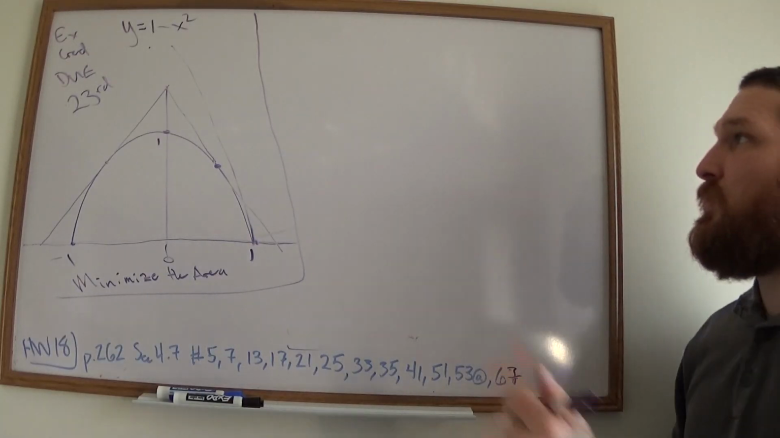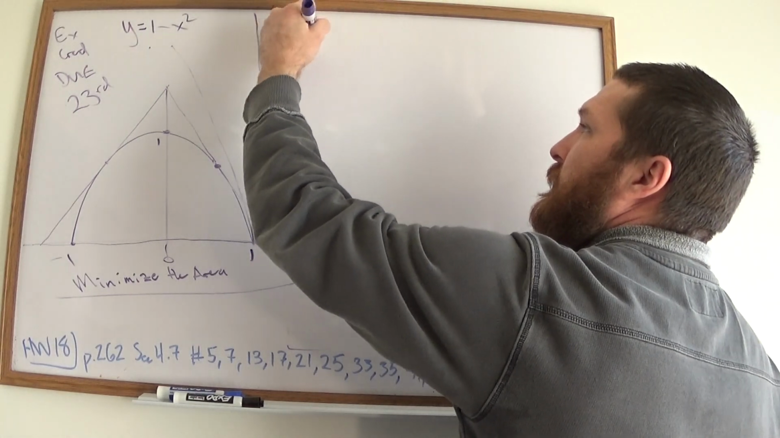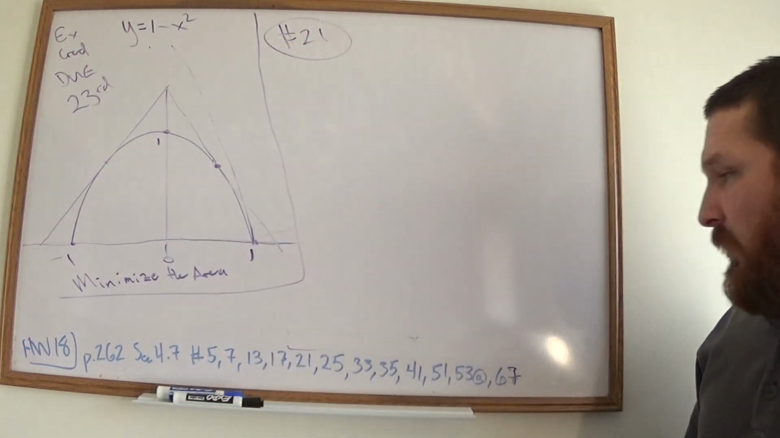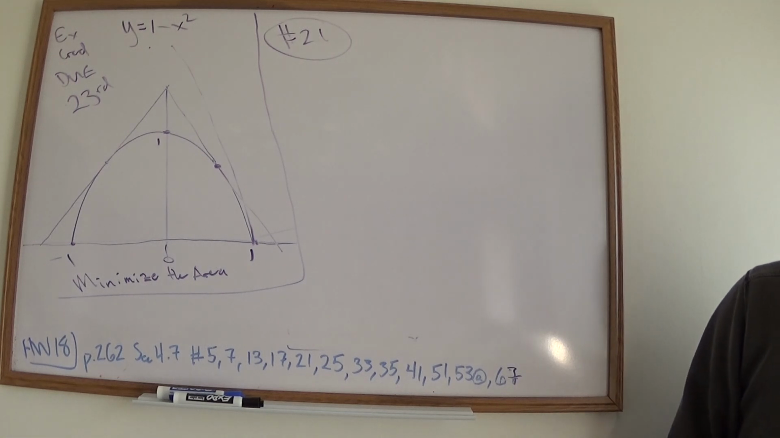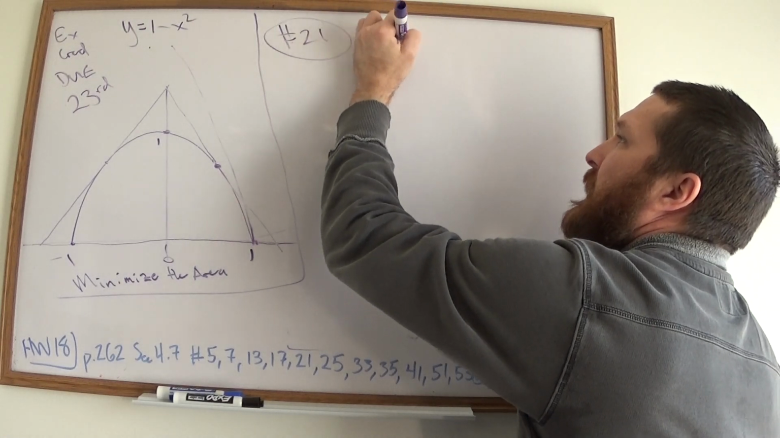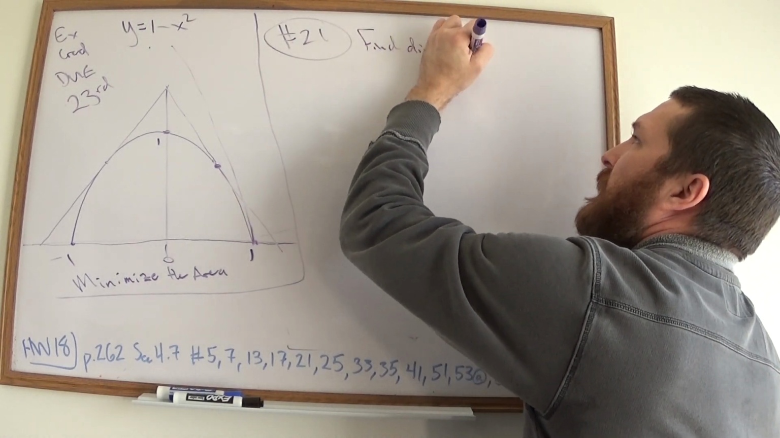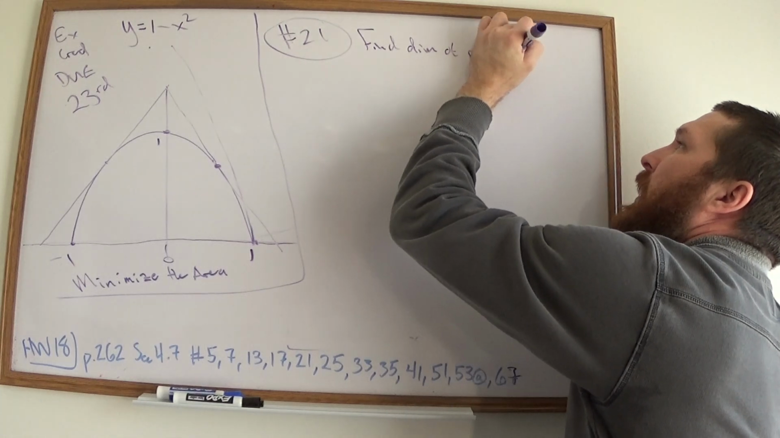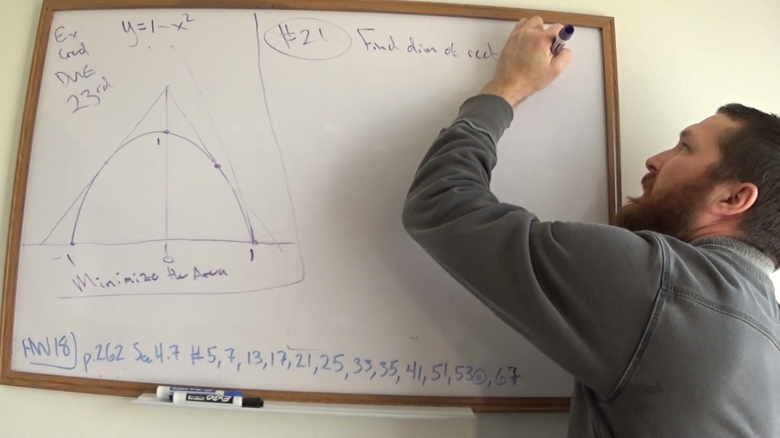Now, here's the thing, number 21, and this is one of your homework ones. So pay attention. This says, find the dimensions of the rectangle of largest area.